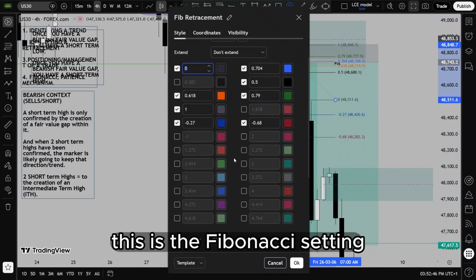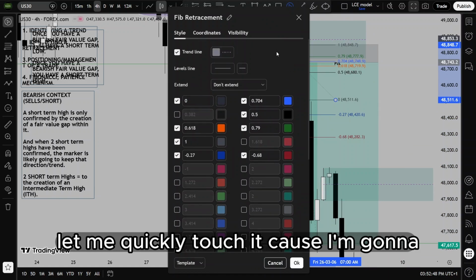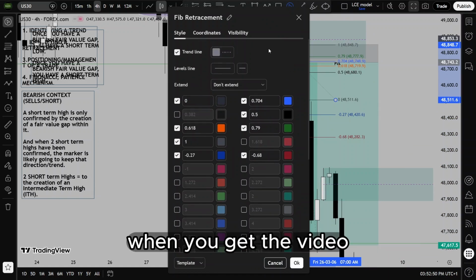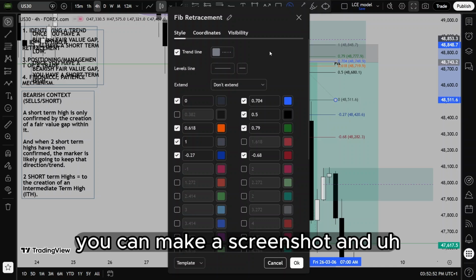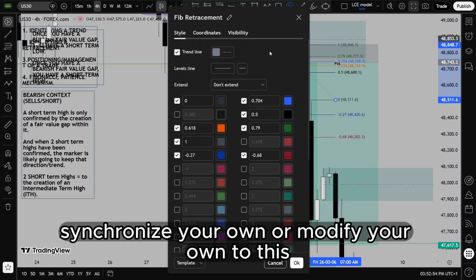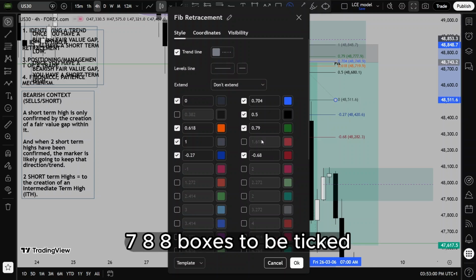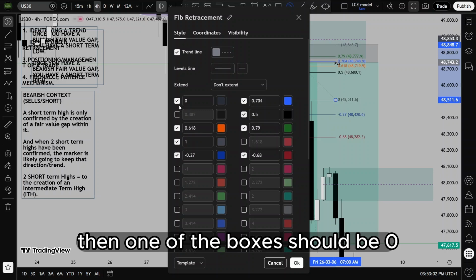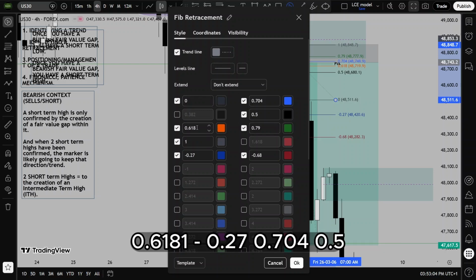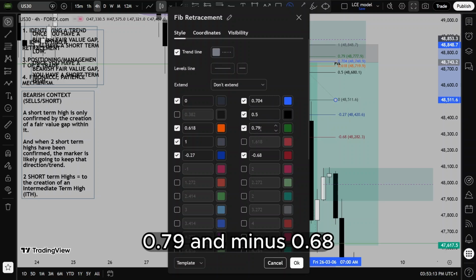This is the Fibonacci setting. Let me quickly touch it. When you get the video, you can make a screenshot and synchronize or modify your own to this. All you need is 8 boxes to be ticked. Then the levels should be 0, 0.618, 1, minus 0.27, 0.704, 0.5, 0.79, and minus 0.68.